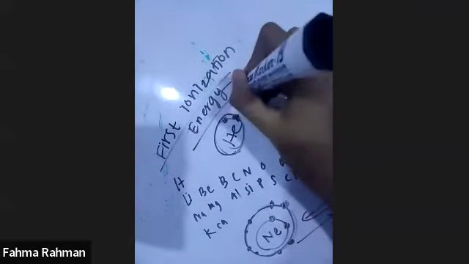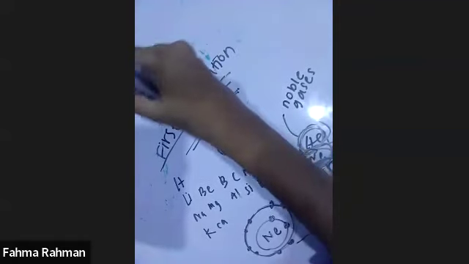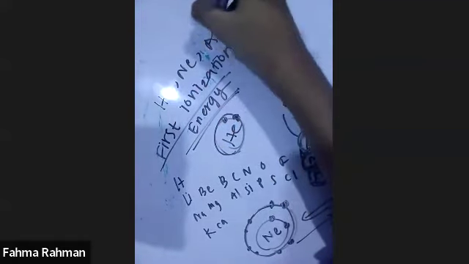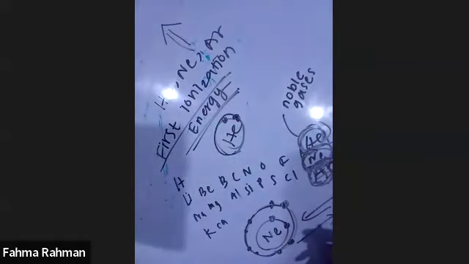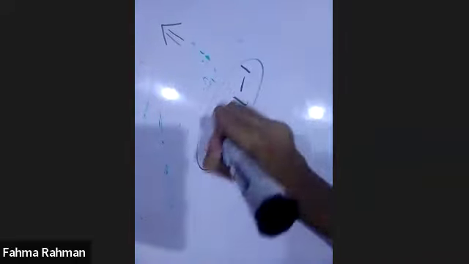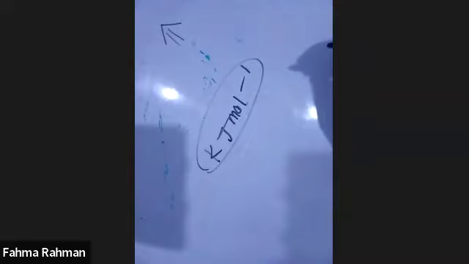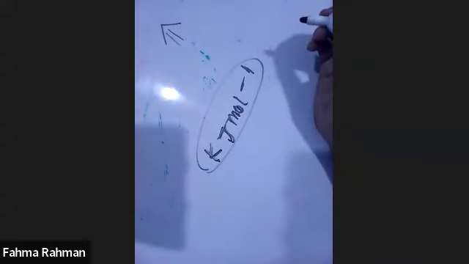If you take the first ionization energy for noble gases, helium, neon, and argon, the first ionization energy is very high. Throughout the periodic table, the first ionization energy is very high. The unit we can use to measure first ionization energy is kJ mol minus 1, kilojoules per mole. So basically, that is first ionization energy.